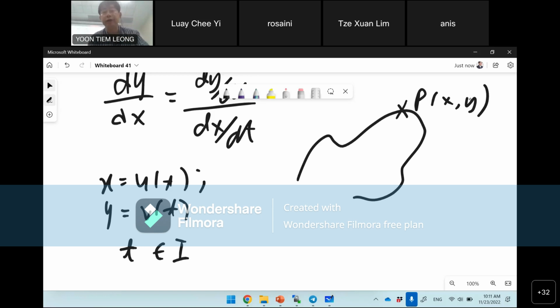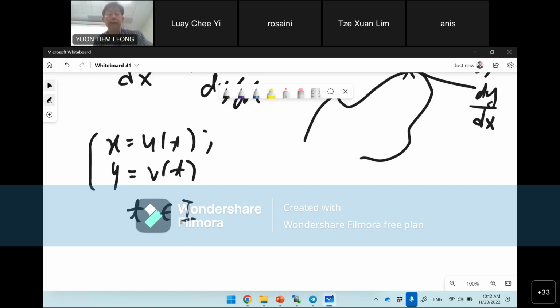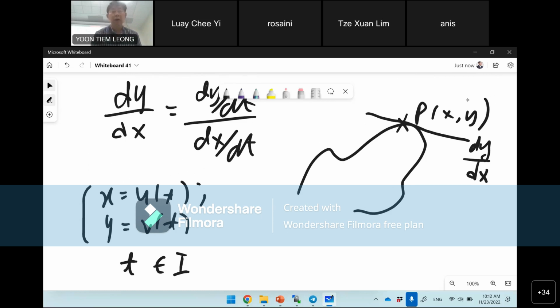So you can ask the question of what is the derivative of the curve at the point P. At this point, the coordinates are x and y, and you want to ask what is the derivative of the curve, namely the slope at this point P. The coordinates x and y are governed by a set of parametric equations, u and v. So how do you derive this formula, dy/dx equals dv/dt over dx/dt?